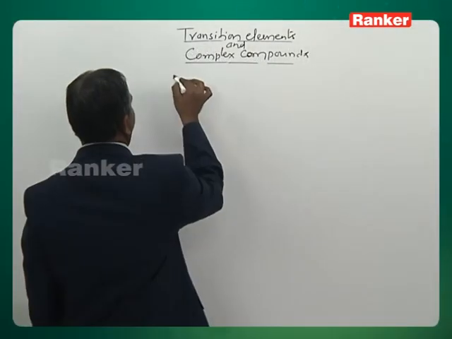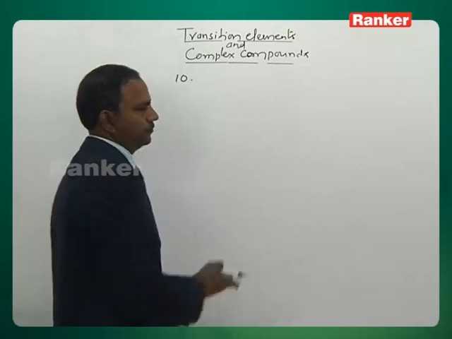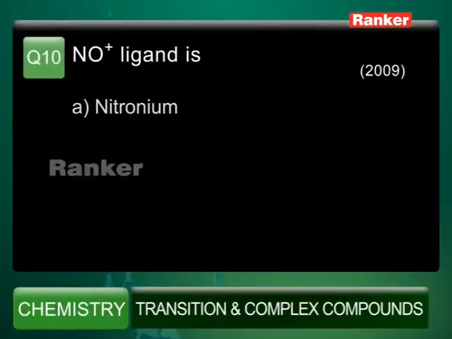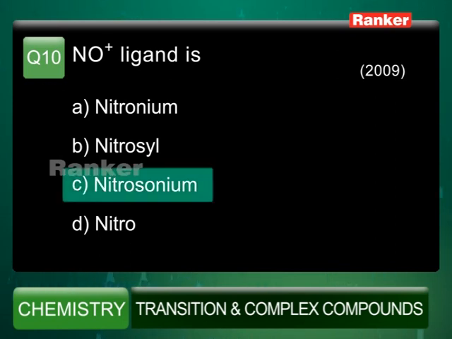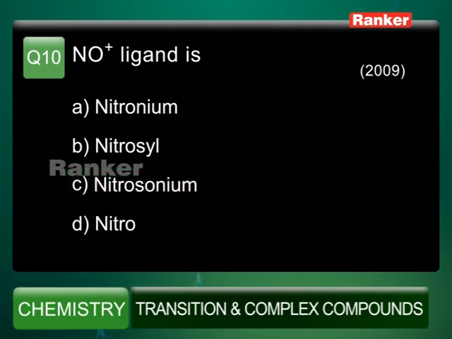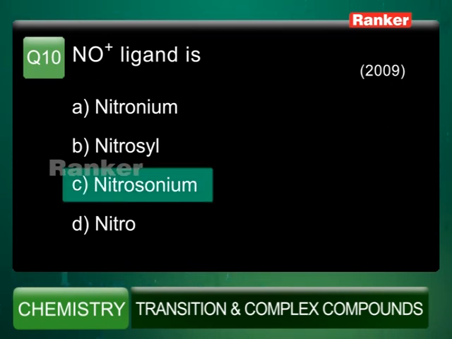Next question, question number 10. The NO+ ligand is called what? A is nitronium, it is said. No, nitronium is NO2+. B is nitrosyl. C is nitrosonium. Correct answer. So the correct answer is C, nitrosonium. Any positive ligand is named with the ending -ium. Therefore nitrosonium. The correct answer is C.